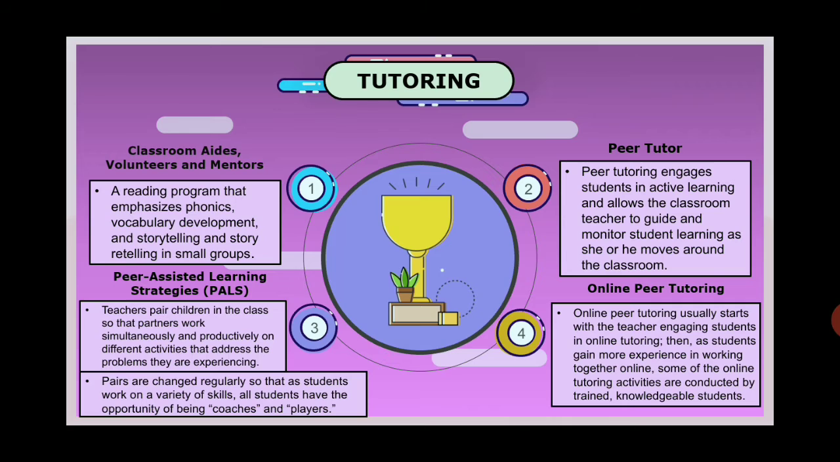Second is the peer tutor. It engages the students in active learning while the teacher monitors them. Third is the peer-assisted learning strategies, or PALS. Here, kids are paired to work together, and then they would be paired again with different partners so they can apply their learned skills to their new partner. And lastly, online peer tutoring. It is done online by a teacher, and students are tasked to work together online.